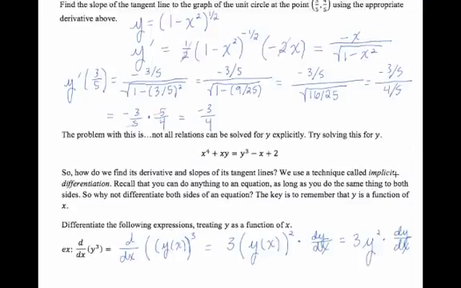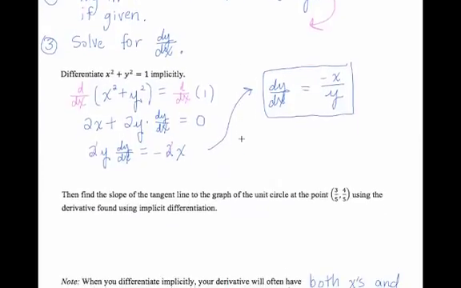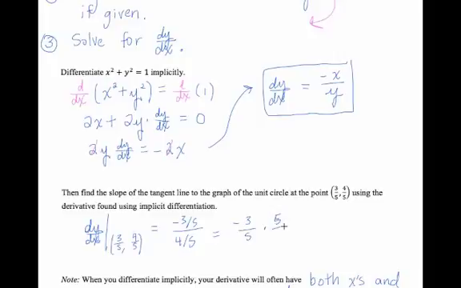Let's see if we get the same answer, negative 3/4, when we plug in the point. Now, interestingly, we have a y in our answer, so we actually can just use the corresponding y value 4/5. So to find the dy dx at the point 3/5, 4/5, it's negative x, negative 3/5, divided by y, which is right here, 4/5. Multiplied by the reciprocal of the denominator, negative 3/5 times 5/4, and we do get the same answer.